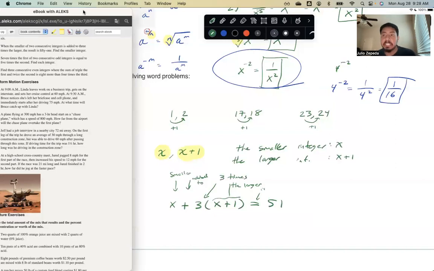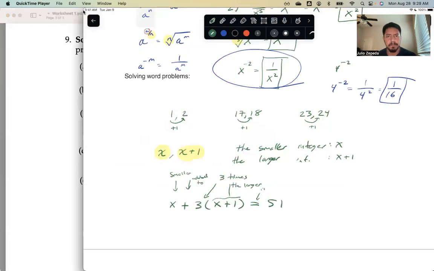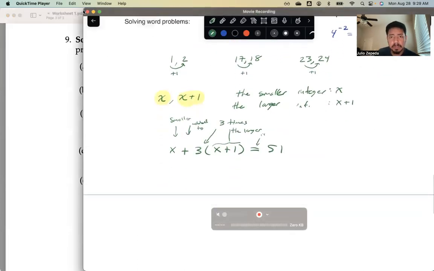I know it's a lot easier to see somebody do it than it is to do it yourself. So, you'll have other problems here. This one's not too bad. Problem A, let's just read it real quick. It says, a desk and a chair cost $51 together. The chair cost $12 less than the desk. How much did the desk cost? So, you can set up a variable for the desk. You can set up a variable for the chair if you'd like, and set up equations to be able to solve this problem.